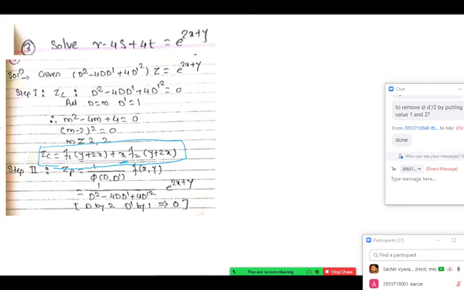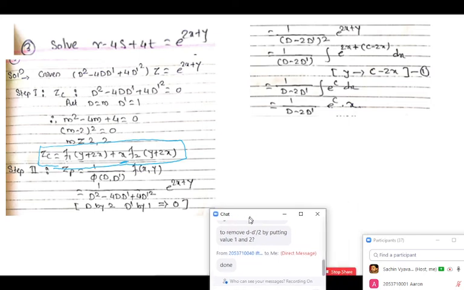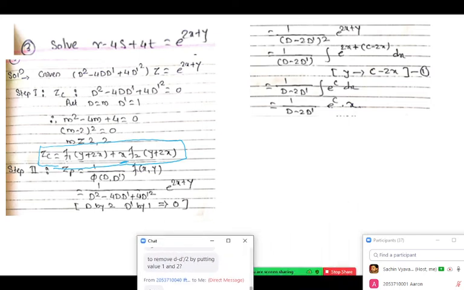So we write D minus 2D dash. What should be the replacement for y when we integrate? As the factor is D minus 2D dash, y should be replaced by c minus 2x. You'll observe the same thing is done here: D minus 2D dash whole square is there, and for one of the factors, y is replaced by c minus 2x.